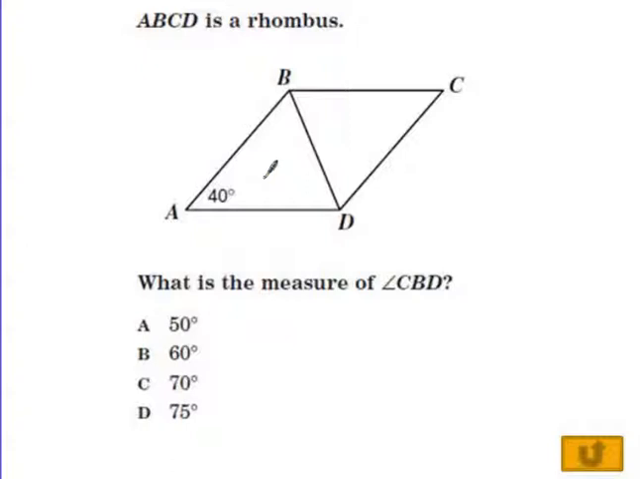Okay, let's do some more practice with the rhombus. What is the measure of CBD? So it's this piece here. Okay, so if this is 40, this is 40, and these all have to be the same. A couple of ways you could do this. I'm going to use the fact that this is an isosceles triangle again because it is a rhombus. So if I do 180 minus 40, I get 140, and divide that by 2, I get 70. And these are all going to be the same.